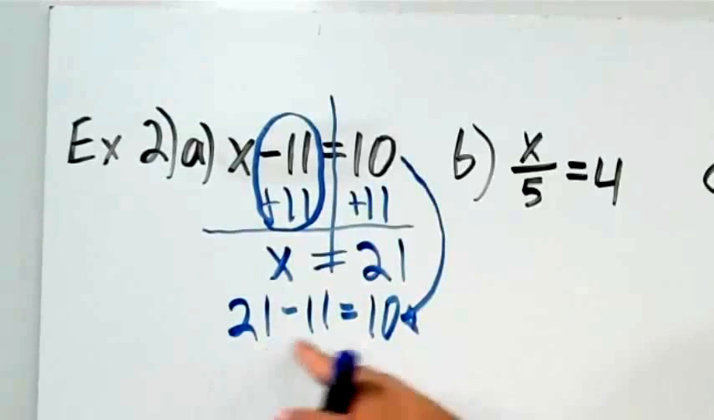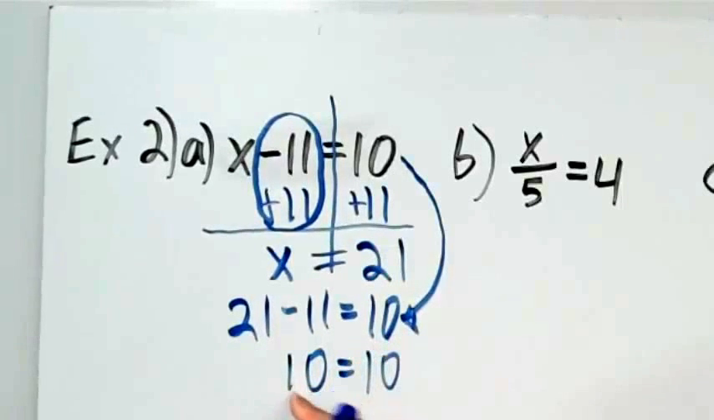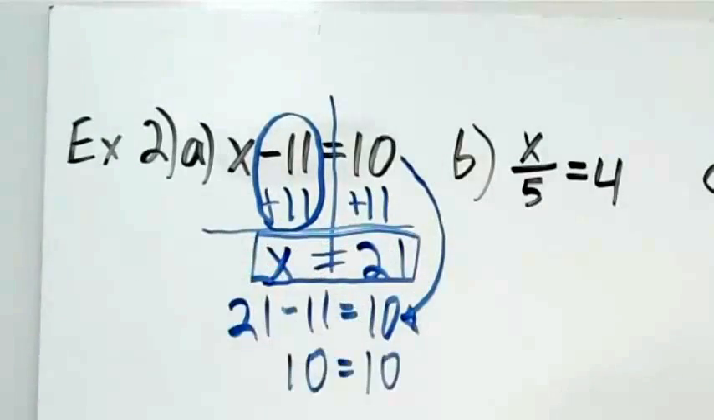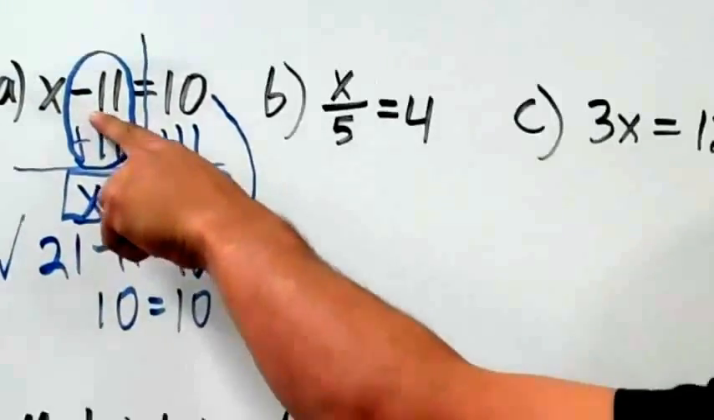Is that true? 21 minus 11? 21 minus 11 is 10. So as long as I get a true statement here, 10 equals 10, I know that my answer that I found up here is correct. My check is good, so we're good.